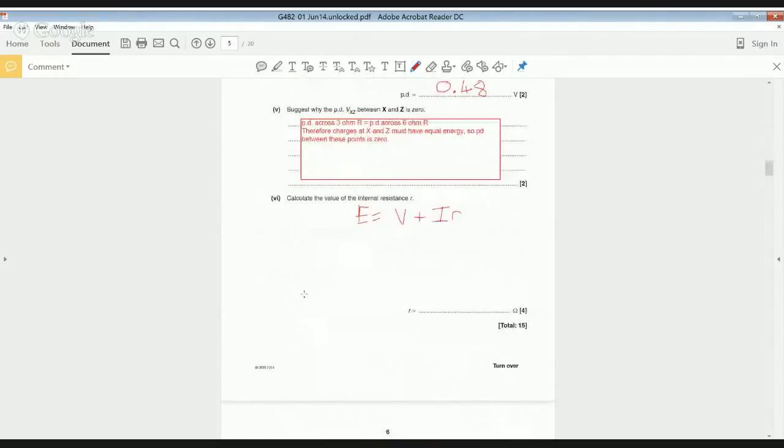So our voltage here will be 0.96 volts, and we can rearrange the equation first and then plug the values in. So we get I equals 0.16.